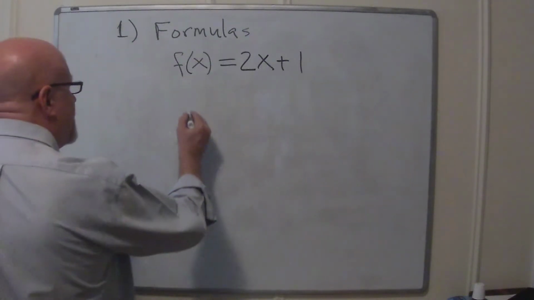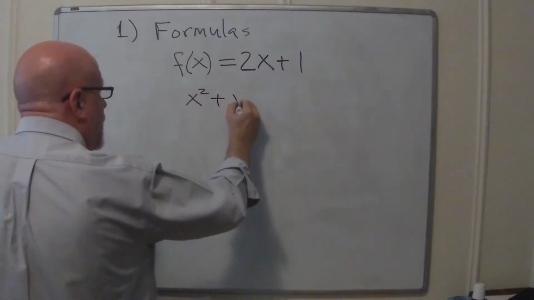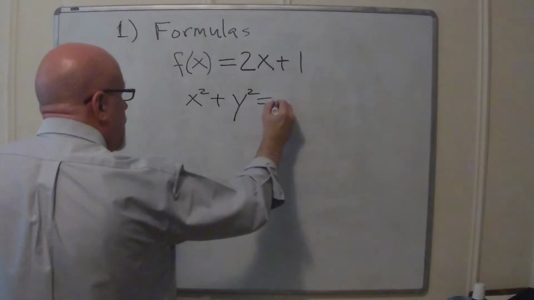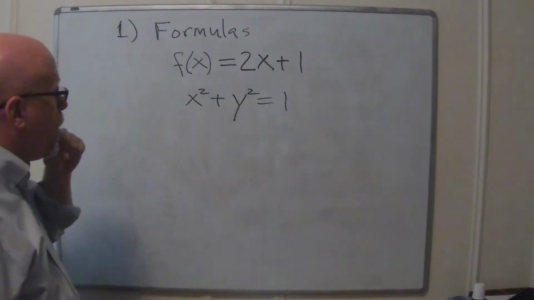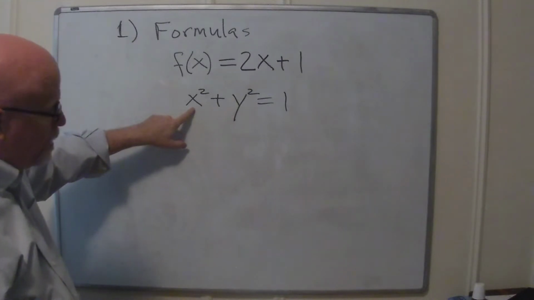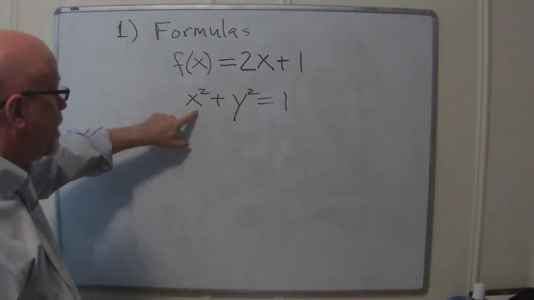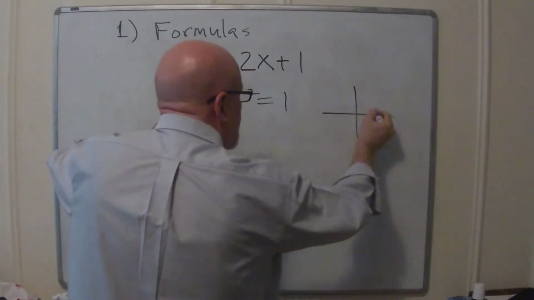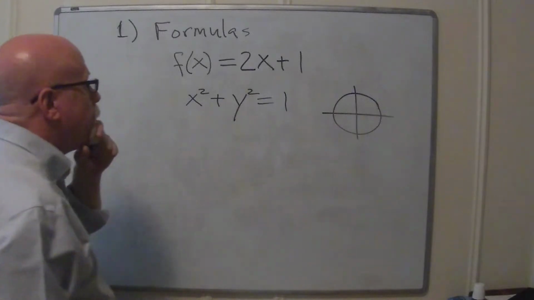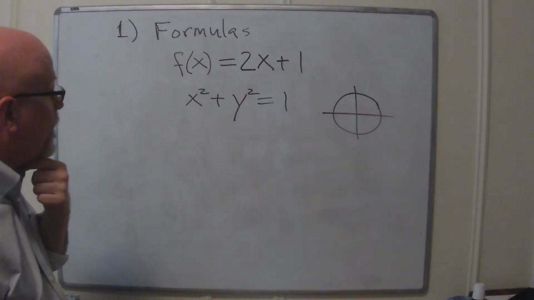Like, for instance, this is a lovely relationship between x and y. The two of them squared and then added together gives you 1. But if you go to a GeoGebra or something and plot this, you'll see this guy's graph is a circle. It really is, and that's got a problem with not being a function.